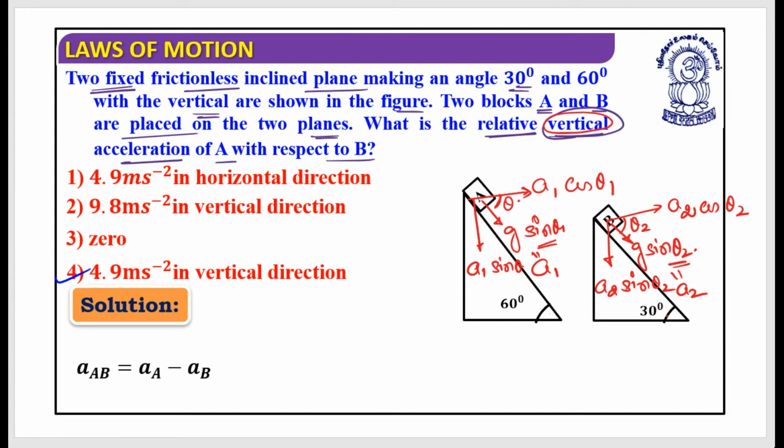I have seen many students commit a mistake: they understand only the relative accelerations. So they do g sine theta minus g sine theta and try to find the answer. Please do not commit this mistake. They have clearly mentioned the relative vertical acceleration. So when they mention vertical acceleration, you need to go for it. I hope this is clear.